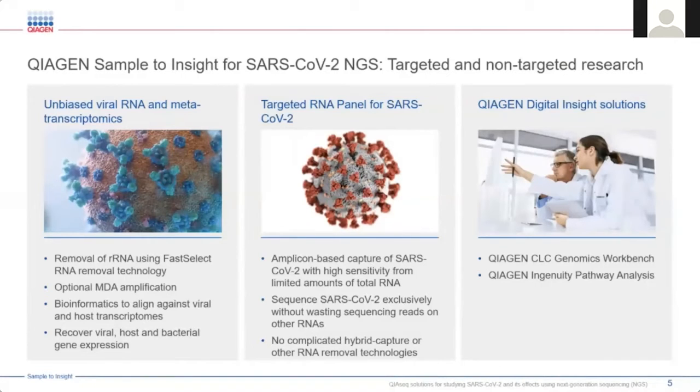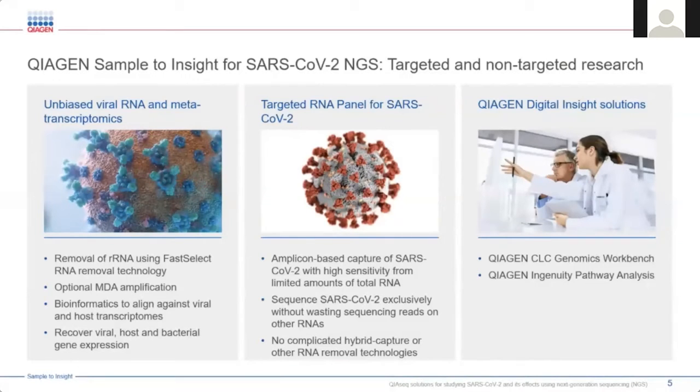And finally, all this is tied together with QIAGEN's digital insight solutions. Whether you're looking at basic analysis through CLC Genomics Workbench, looking for a report of variants, or even doing a phylogenetic analysis just for the virus, that's one option that you can certainly take.